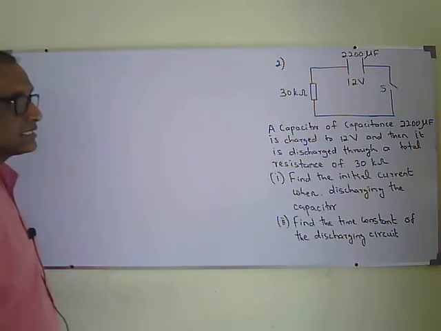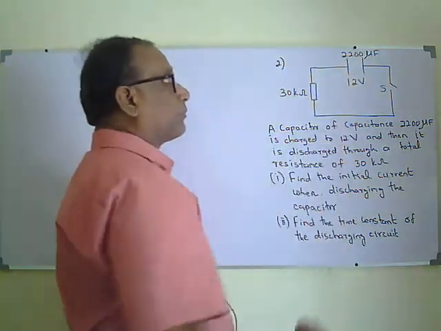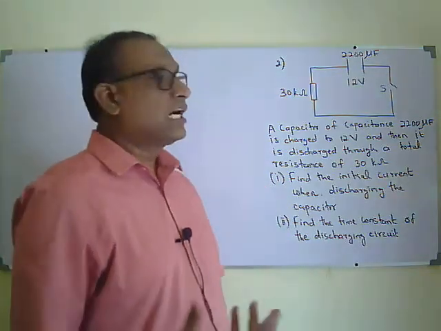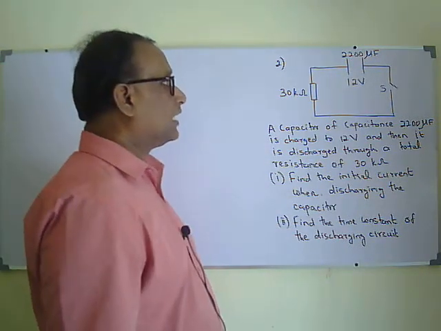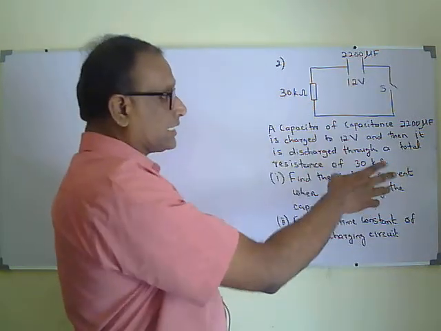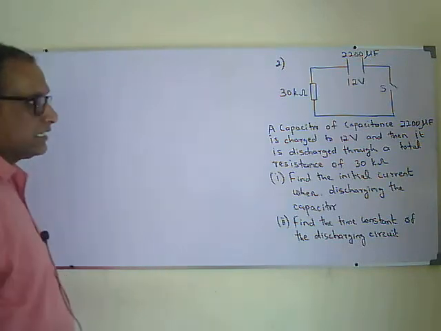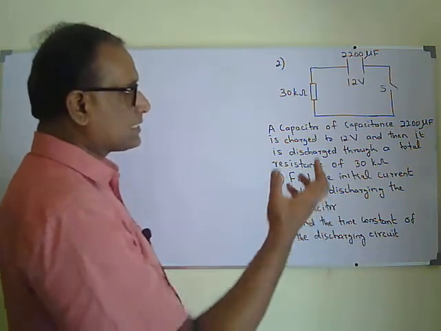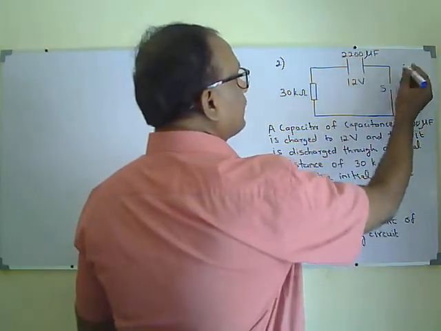Okay, so this is the second question, in which it says a capacitor of capacitance 2200 microfarad is charged up to 12 volt and then it is discharged through a total resistance of 30 kilo ohms. First part, find the initial current when discharging the capacitor. So initial current will be at the moment the switch is closed. When it is discharging, the switch should be closed.